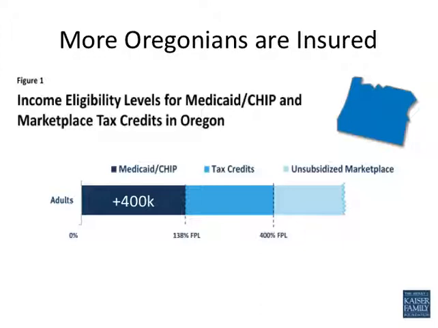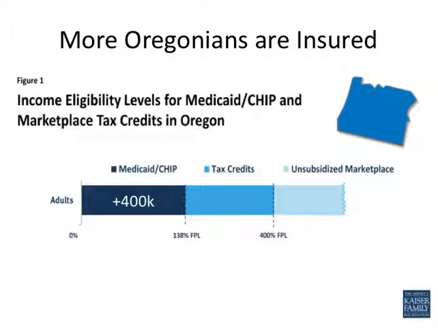Those above the 138% federal poverty line can purchase insurance on the exchange or marketplace. If they are below 400% of the federal poverty line, they are eligible for tax credits or subsidies to offset costs. Oregon experienced a bumpy road in creating their own exchange or marketplace, Cover Oregon.